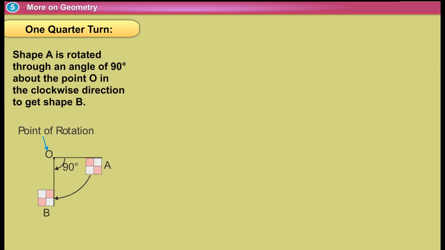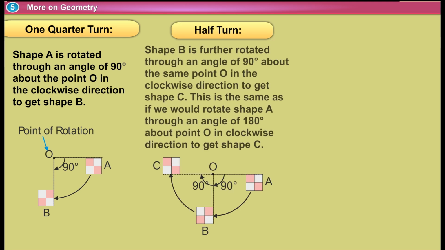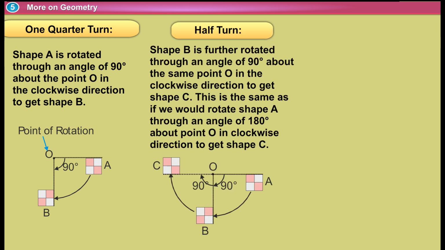1/4 turn. Shape A is rotated through an angle of 90 degrees about the point O in the clockwise direction to get shape B. Half turn. Shape B is further rotated through an angle of 90 degrees about the same point O in the clockwise direction to get shape C. This is the same as if we would rotate shape A through an angle of 180 degrees about point O in clockwise direction to get shape C.